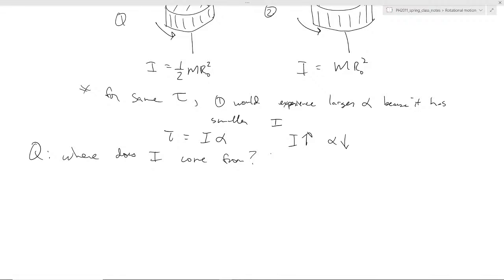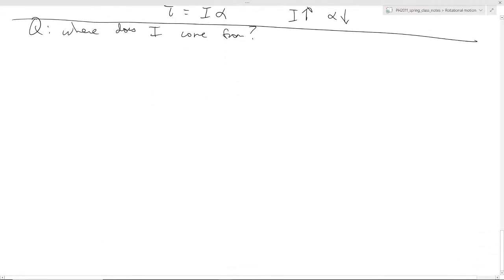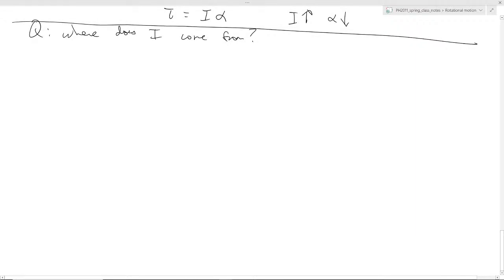So let me show you. Where does the moment of inertia come from? You can think of it as if you had just a mass. If I can draw here, give me a second. So suppose you just had a mass.